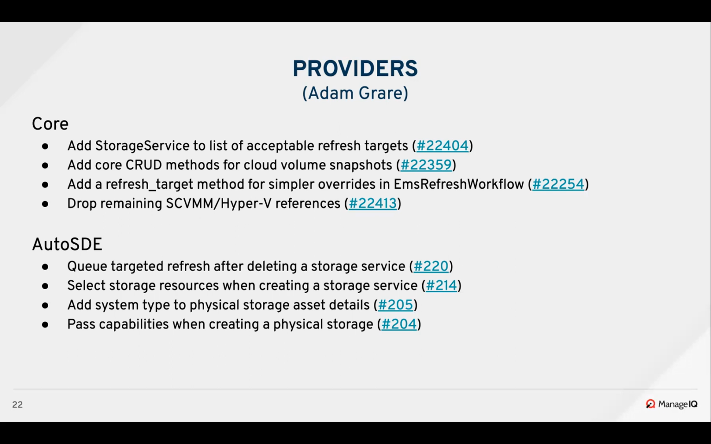They also added the ability to select storage resources when you're creating a storage service. And they also added system type to the physical storage asset details. They wanted to show the type of physical storage on the UI, and luckily the existing UI had support for displaying asset details, which was brought in by the Lenovo provider. And so they just had to set those, and it automatically was showing up on the UI for them. And they also added the ability of passing capabilities selected by the UI when they're creating a physical storage.